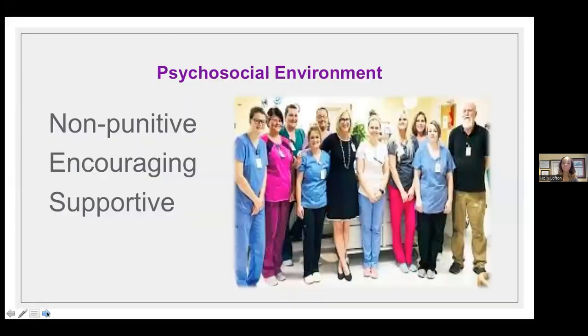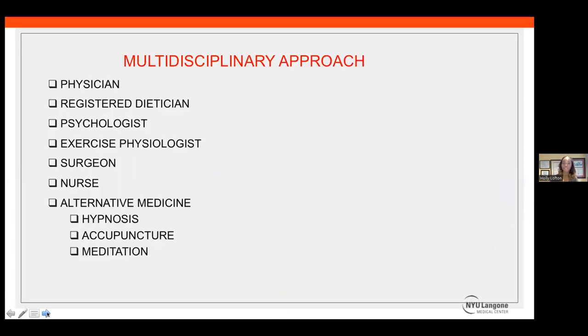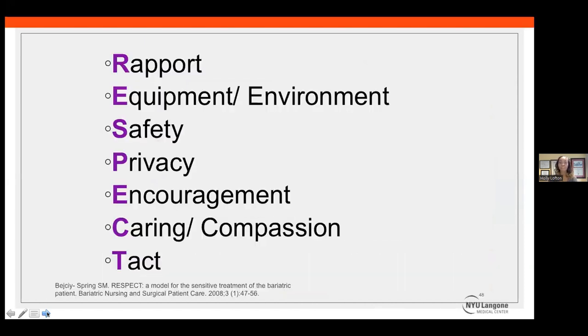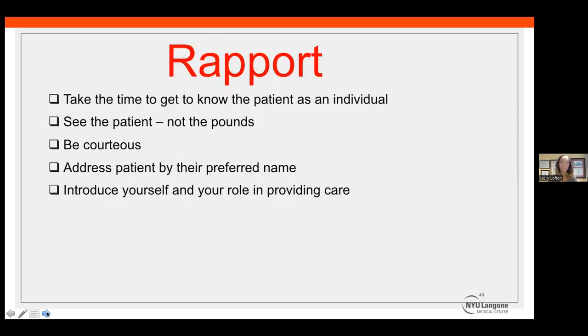So how can we optimally treat these patients? We want to have a non-stigmatizing environment and encouraging supportive staff as well as physicians, a multidisciplinary approach involving different types of practitioners. And we want to offer all of the different options for patients. And I understand if you're not an obesity medicine specialist, you don't have to give them all of these, but referral is important as well for patients who are at higher risk of morbidity and mortality. And having respect for the patient. So having a good rapport with them, having the right equipment size, privacy when weighing patients, giving them compassion, and using tactful terms such as we mentioned, weight rather than high BMI or obesity.